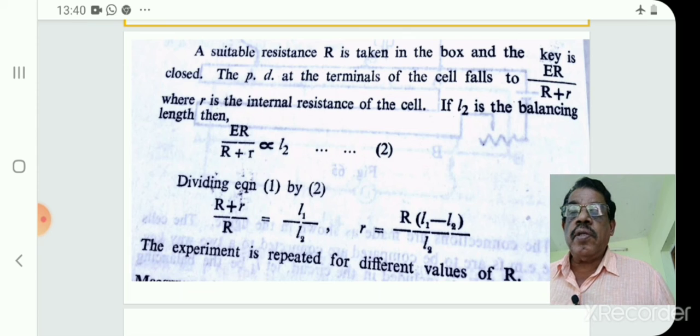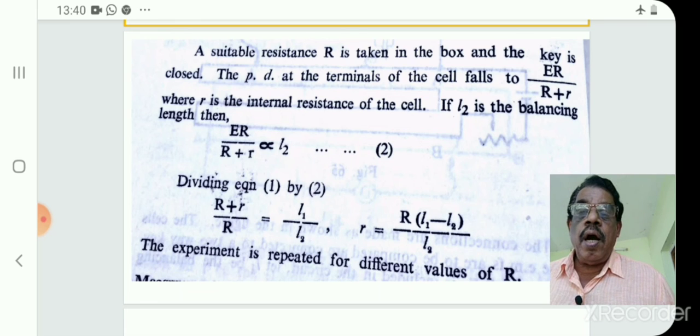So 2 equations: E proportional to L1 and ER by R plus r proportional to L2. Dividing, E cancels, and R plus r goes to the numerator. R plus r by R is L1 by L2, and cross multiplying and finding r, we get the internal resistance r of the cell: r equals R times L1 minus L2 by L2. This experiment can be repeated for different values of R.